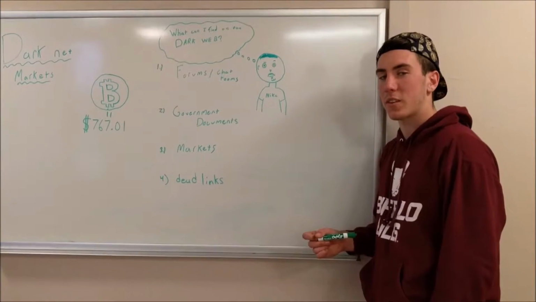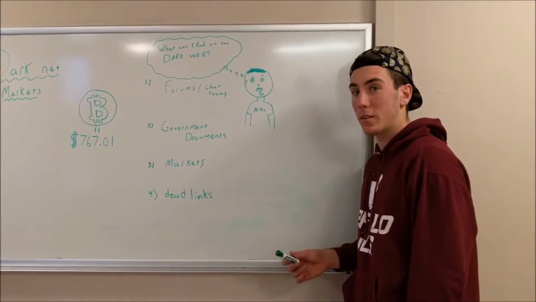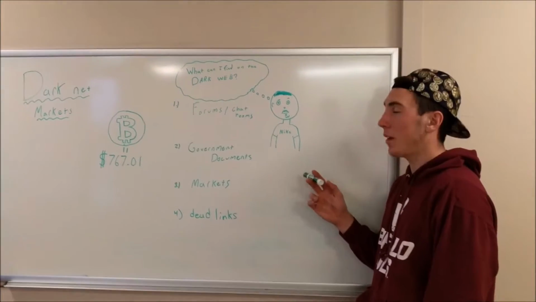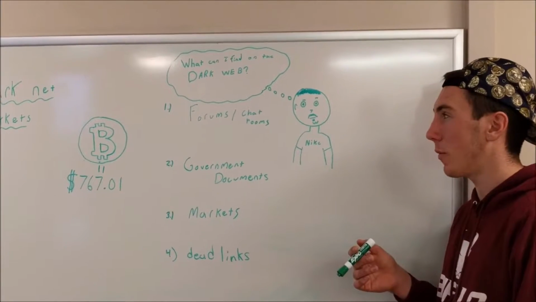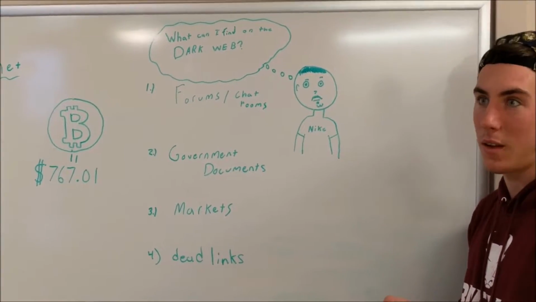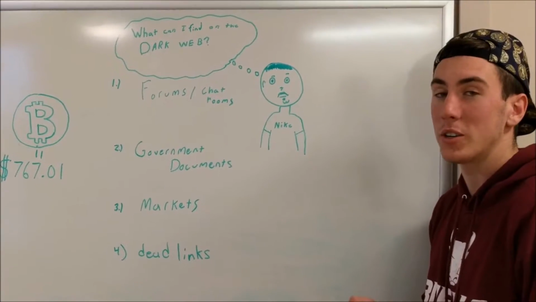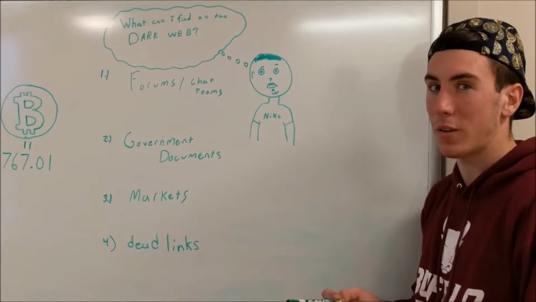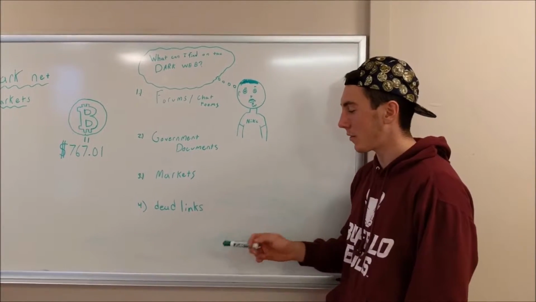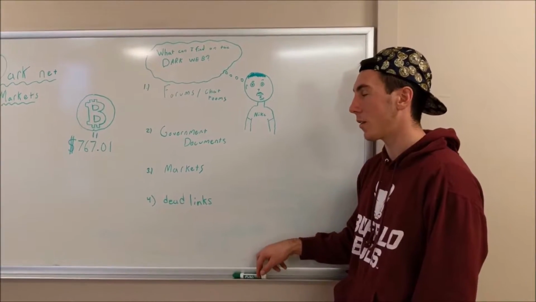So now that we've discussed the differences between the dark web and the deep web, it poses the question, what can I find on the dark web? Honestly, the real answer is anything, pretty much. It's pretty hard to find, but if you take your time, you could probably find just about anything on the dark web.